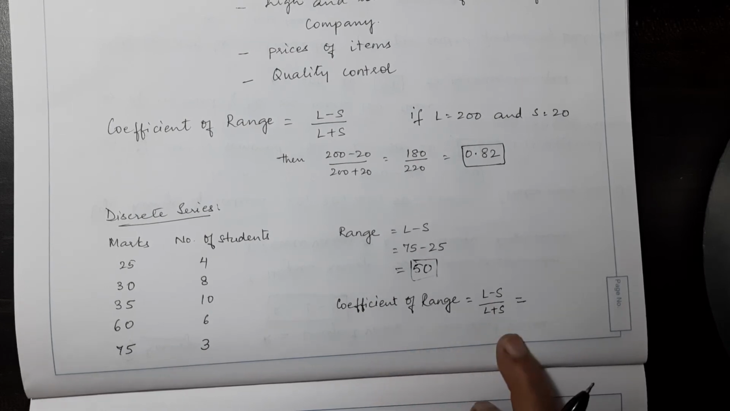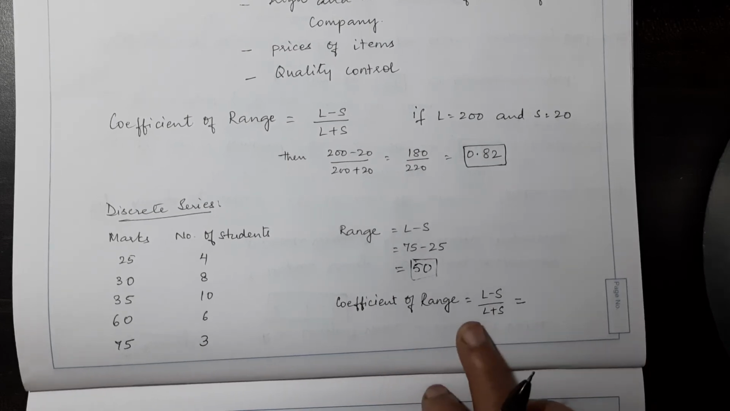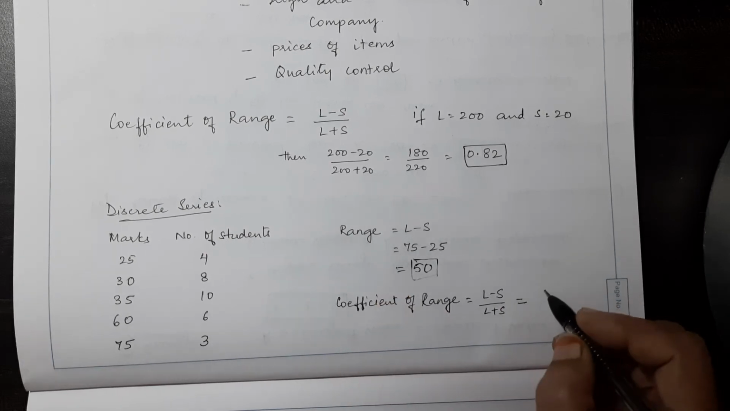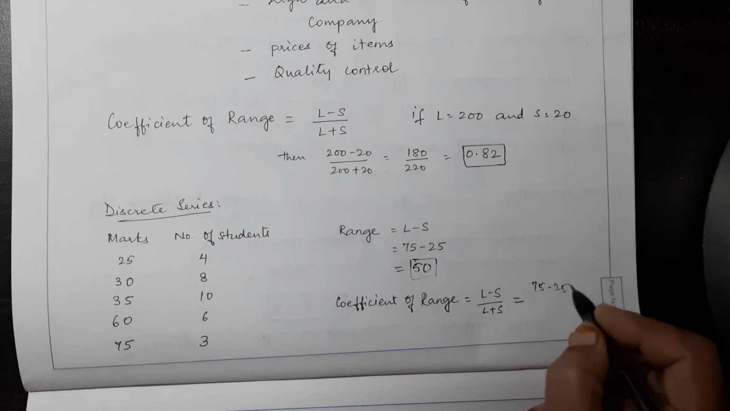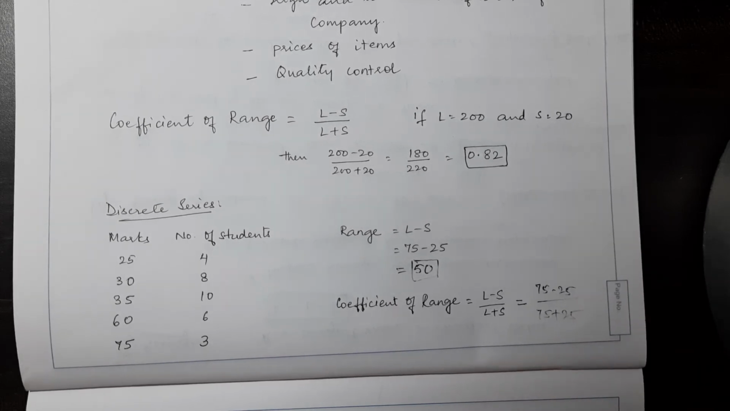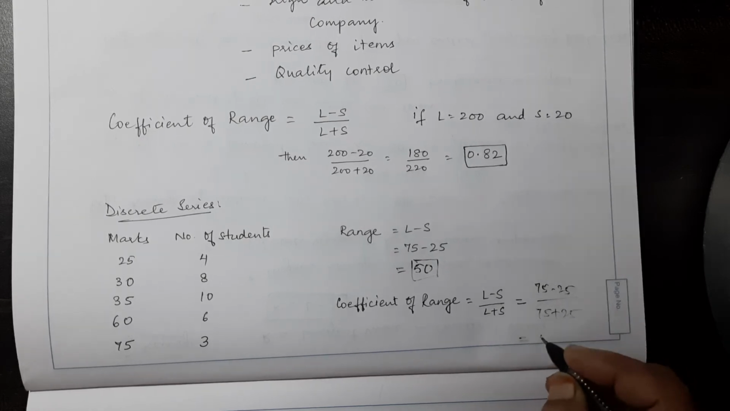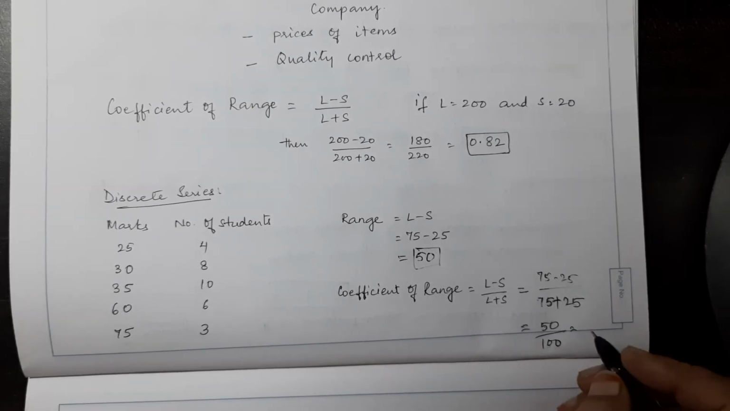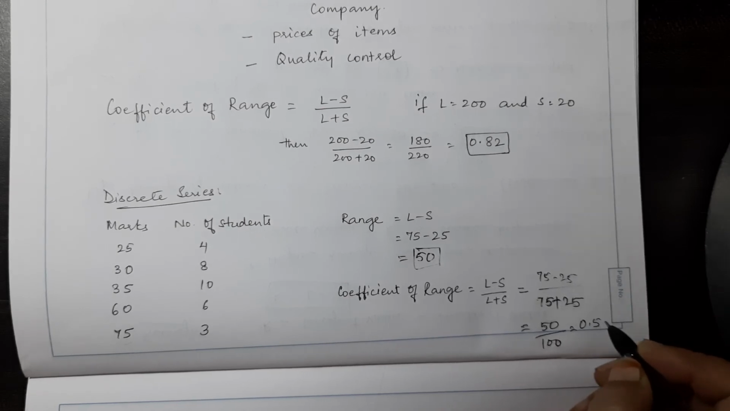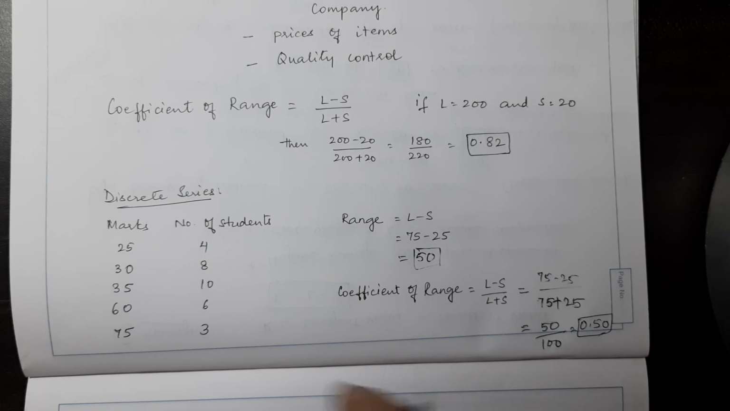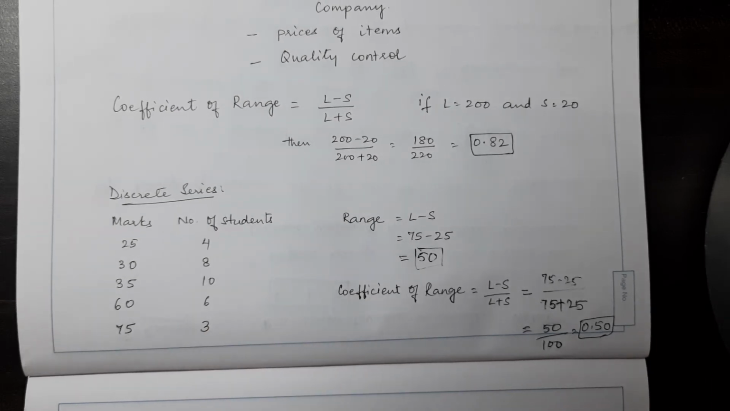Now what is the coefficient of range? Coefficient of range is the ratio, isn't it? L minus S by L plus S. So, 75 minus 25 divided by 75 plus 25. Now what is this equal to? 75 minus 25 is 50, divided by 100, which is equal to 0.50. So that is the coefficient of range for this particular discrete series.